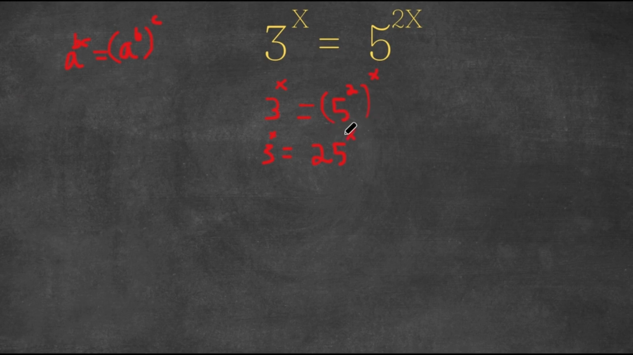Now what we're going to do is we're going to divide by 25 to the power of x on both sides. And remember, what we do on one side, we do on the other side. So now we have 3 to the power of x over 25 to the power of x equals 25 to the power of x over 25 to the power of x. And remember, anything divided by itself equals 1. So these two cancel out, and this just equals 3 to the power of x over 25 to the power of x equals 1.